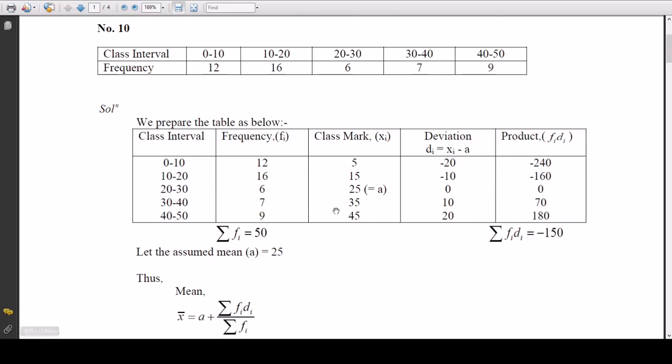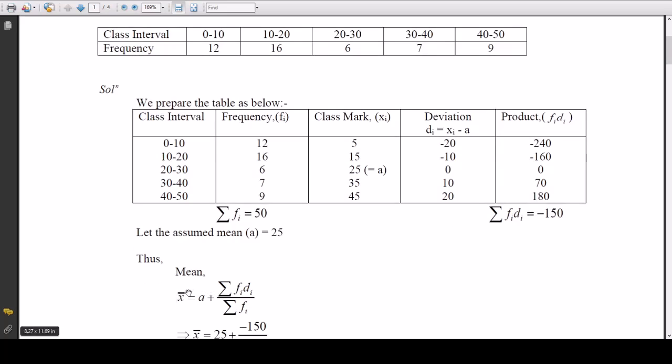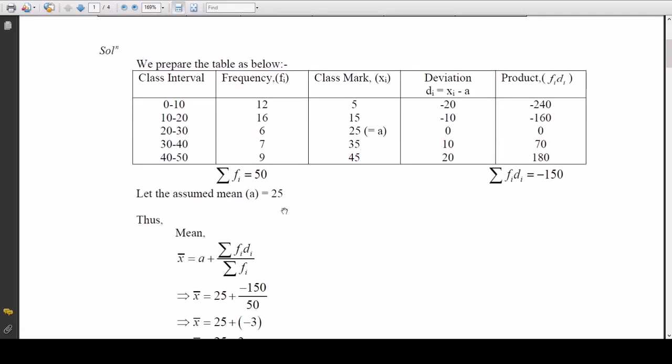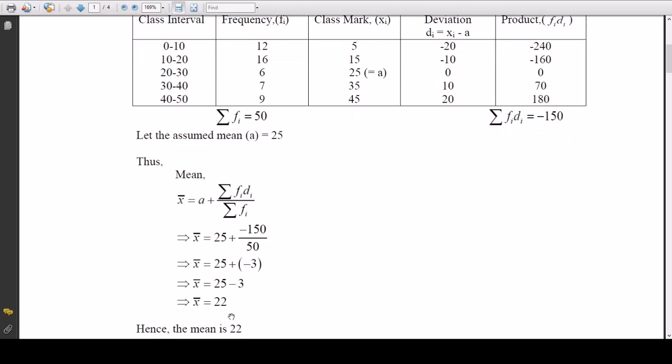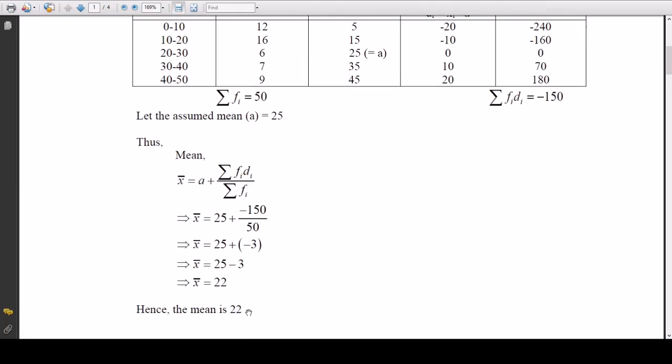Now since we have assumed a to be 25, the mean will be a plus summation fi di divided by summation of fi. What is a? a is 25, plus fi di, we are getting minus 150, summation of fi is 50. On cancelling, you will get minus 3. 25 plus minus 3, that means 25 minus 3, which is 22. Hence the mean will be 22. Clear?